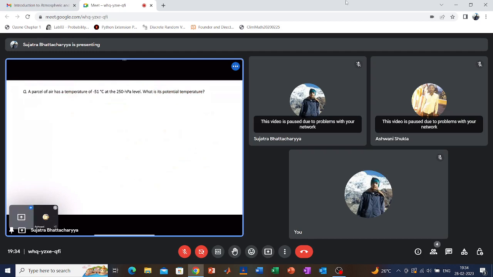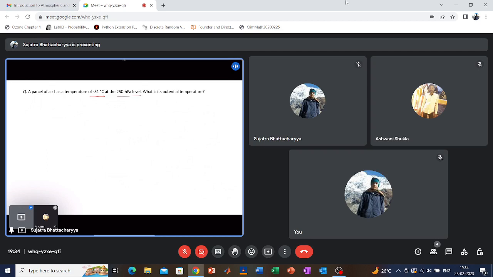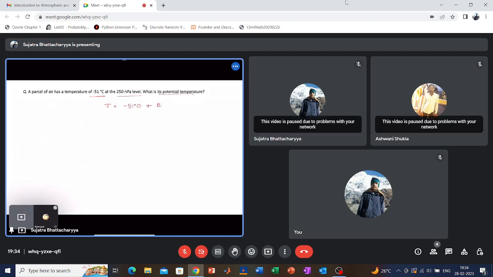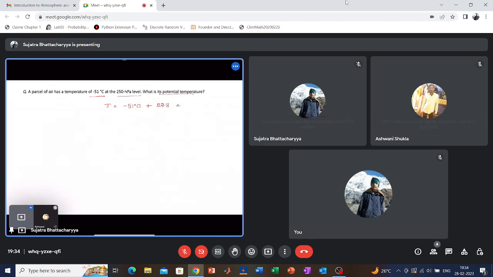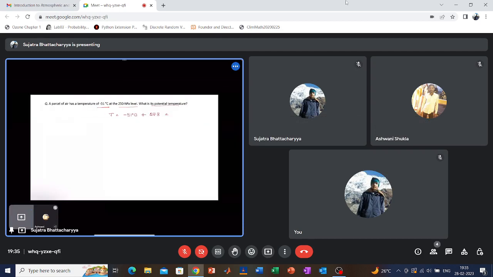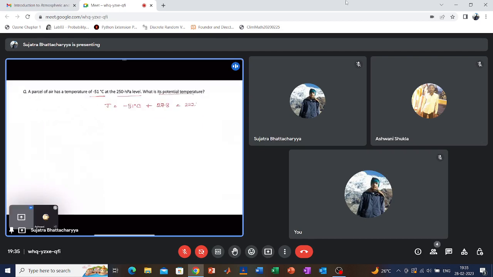Another simple thing: a parcel of air has a temperature of minus 51 degrees Celsius at the 250 hectopascals level. Find its potential temperature. Just formula based. So what is the temperature? Minus 51 degrees Celsius plus 273. 273 minus 51 comes out to be 222 Kelvin.